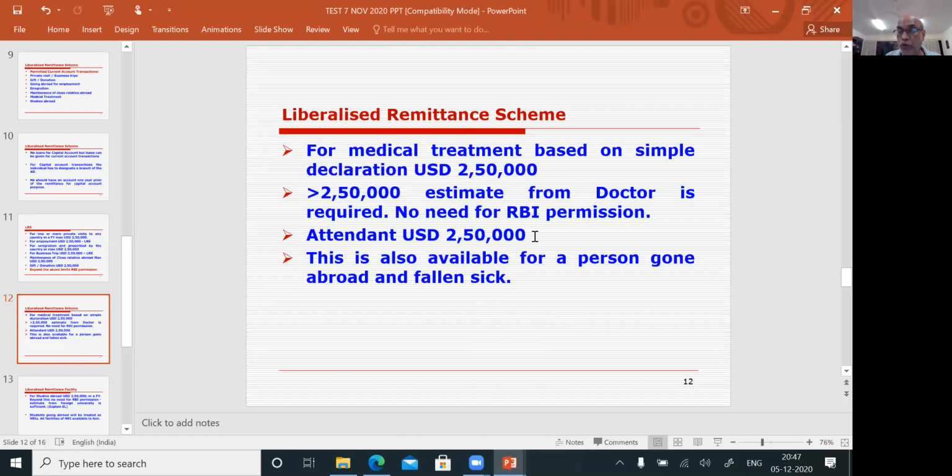An attendant who is going to accompany him or her can also be released US dollar 2,50,000. A resident has gone abroad and has fallen sick there. For him also, you can release the 2,50,000 US dollar for medical treatment. So for medical treatment, up to 2,50,000 US dollar, no certificate, nothing, you can release. Beyond 2,50,000, you can release based on the doctor's estimate without insisting on RBI permission. No need for RBI permission. Then what about studies?